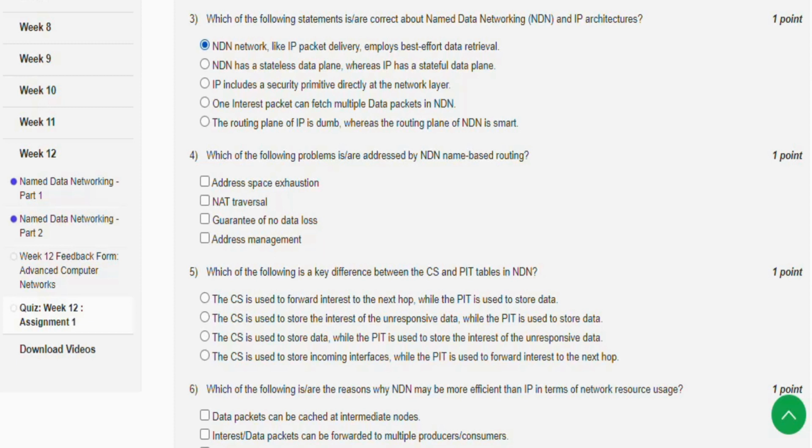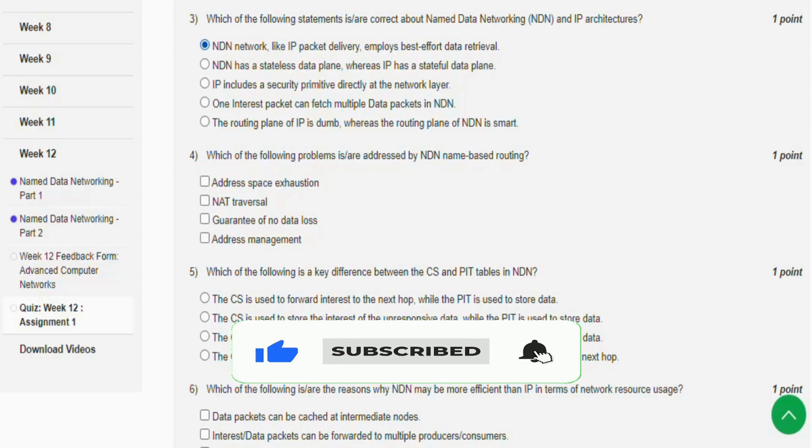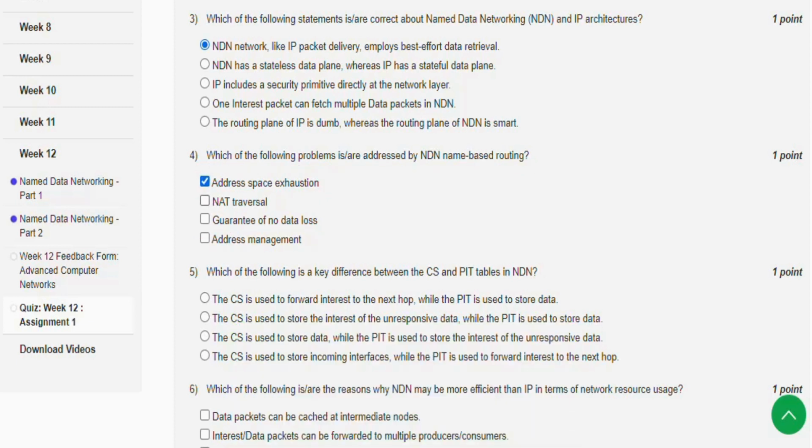Now question number 4: which of the following problems is addressed by NDN name based routing? The options are: address space exhaustion, NAT traversal, guarantee of no data loss, address management. The answer will be address space exhaustion, NAT traversal, and address management. So I select this one, this one, and this one.